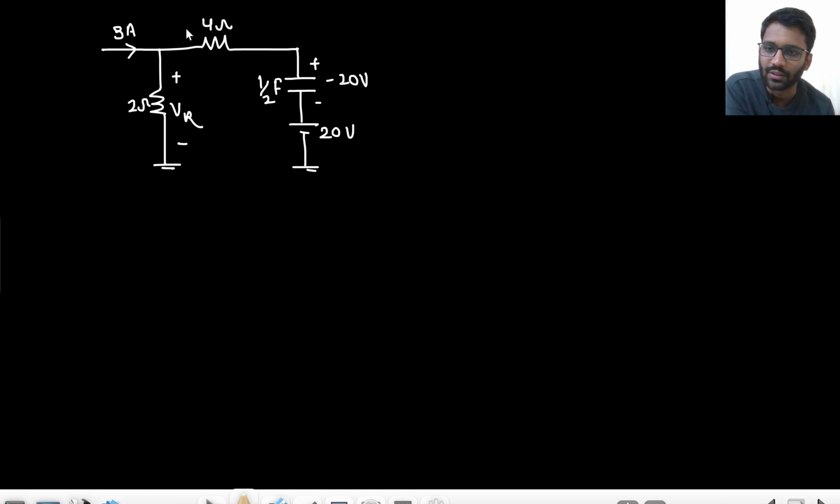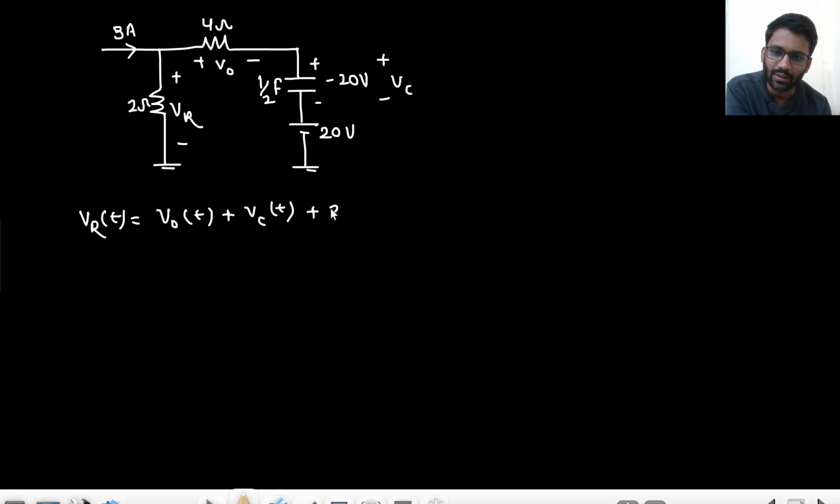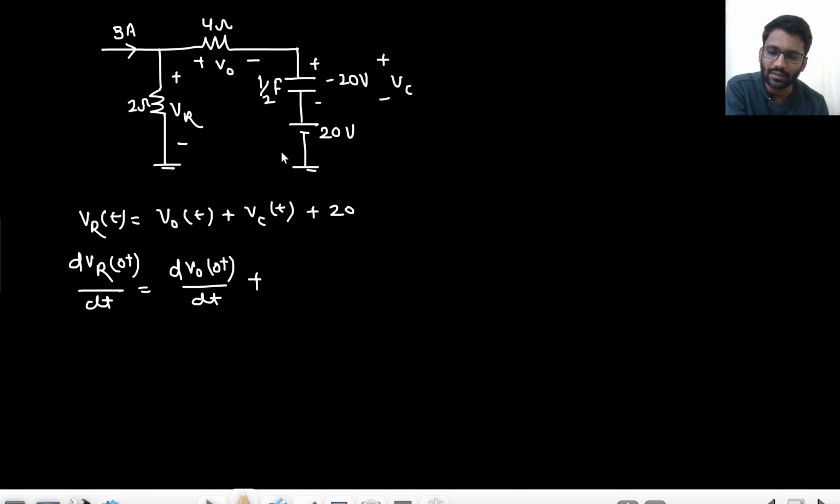I need to find the differentiation of this. Let's just call this potential as V naught. Okay, so what do I see here? VR(t) is equal to V0(t) plus VC(t) plus the 20 volt battery, right? Plus 20. That means my dVR(0+) by dt would be equal to dV0(0+) by dt plus dVC(0+) by dt, and the differentiation of this 20 volt will be 0.